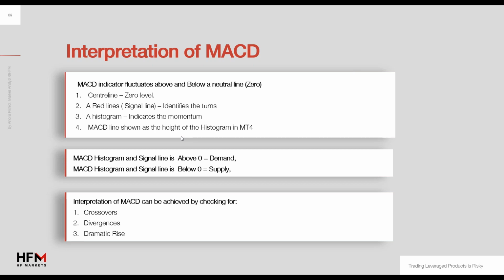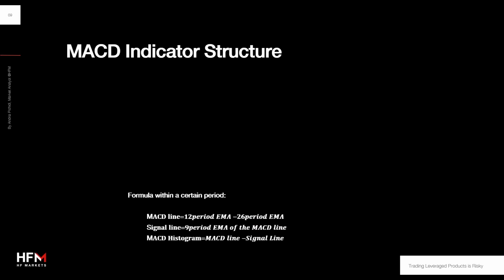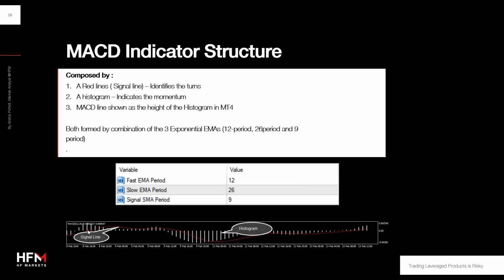A bit more about MACD. As you might have noticed earlier, let me get back again to where I have a chart. Yeah, here it is. So it is composed of three things: the signal line, the red line, which is the 9-period moving average, the histogram, which is the difference between the 26 and 12 moving averages, and the zero line. The zero line is just this zero level on which we can identify when the histogram is below it or above it, or when the signal line is below it or above it. It's just a center line, a zero line.